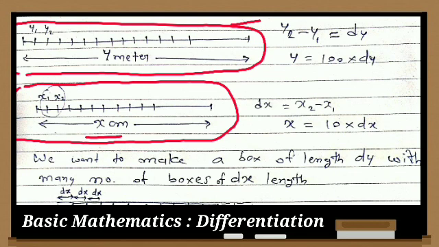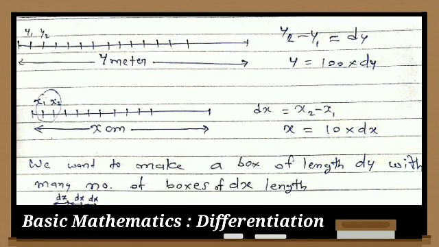Now we have two scales here. First, we differentiate the first scale that contains the length y meter. The length of one division is dy. So the total length y is equal to 100 into dy. There are 100 divisions. Actually, we can't draw the 100 divisions here, so you can assume that the divisions are 100 in number. So y equals 100 into dy. Clear?